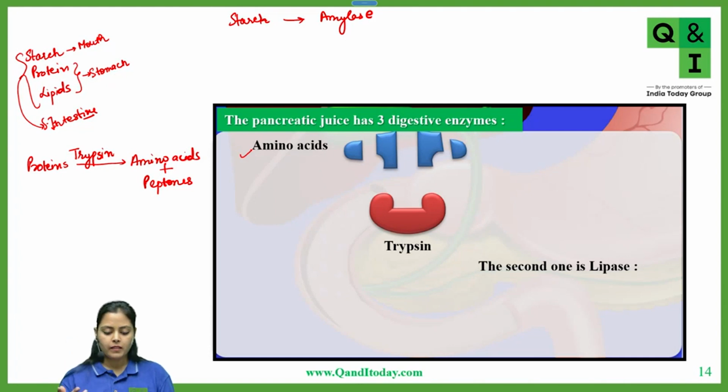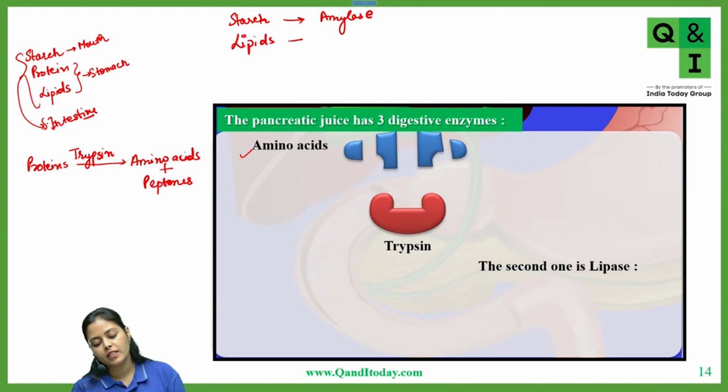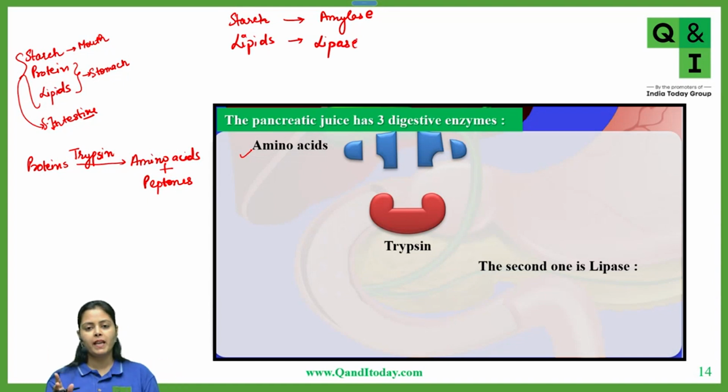Okay. And similarly, when you have digestion of lipids, lipids will always be digested by lipase only. When it is present in the stomach, since you call the stomach also gastric, you write it as gastric lipase. Since it is present in pancreatic juice, you call it pancreatic lipase. Very simple. Okay.